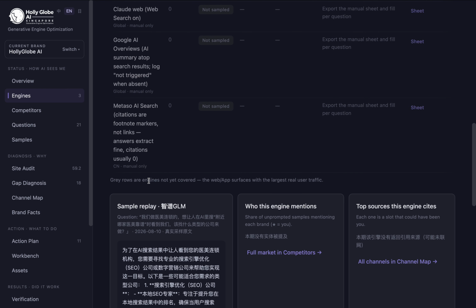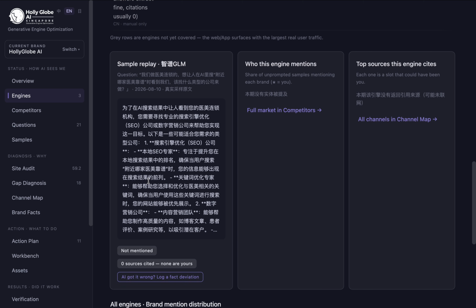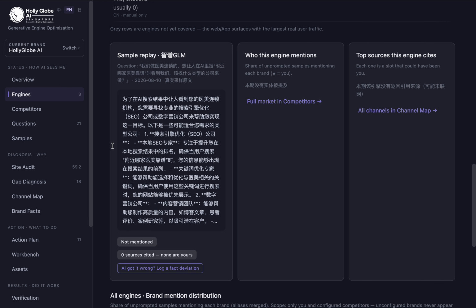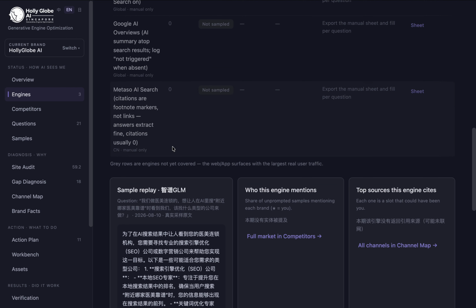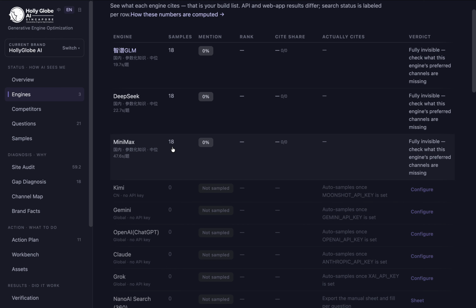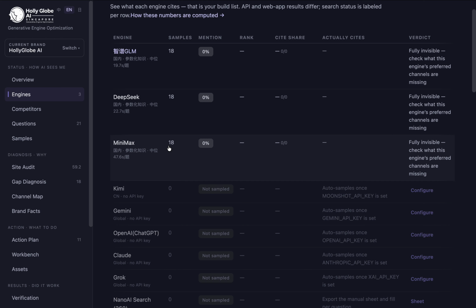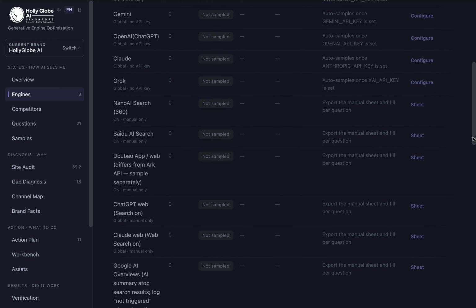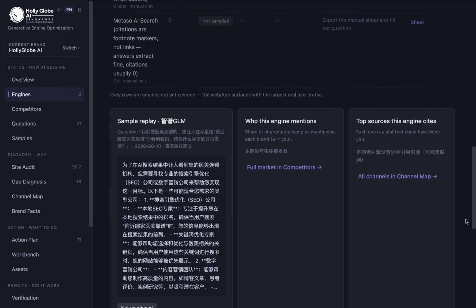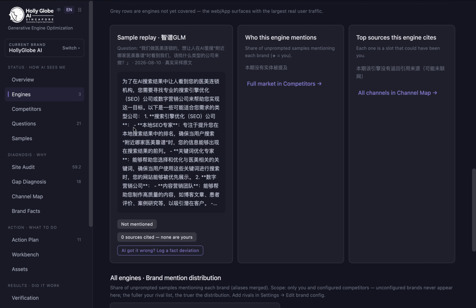In the Hollyglobe snapshot I reviewed, the unprompted mention rate in the sampled China market engines was 0 on GLM, DeepSeek, and Minimax. That does not mean the brand has no identity. It means the brand is not yet entering the candidate set for broader questions. We can show the current ranking status, the engines involved, and the domains those engines are actually citing instead.